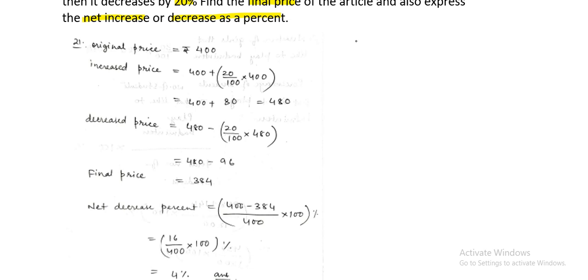In question number 21 it is asking: the price of an article was rupees 400. At first the price increased by 20% and then it decreased by 20%. Find the final price. You have to find the final price of the article and also express the net increase or decrease as a percent. So what is given in the question? It is given that the original price was 400, so we will write the original price is 400.